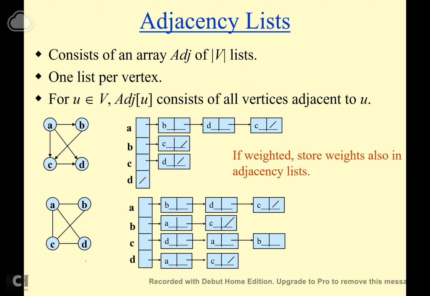It consists of an array Adj of V lists, one list per vertex. For u belonging to V, Adj[u] consists of all the vertices adjacent to u. If weighted, store the weights also in the adjacency list. This makes sense, right? It means you will save the specific weight in each linked list node.